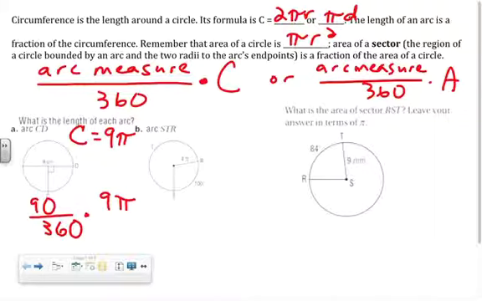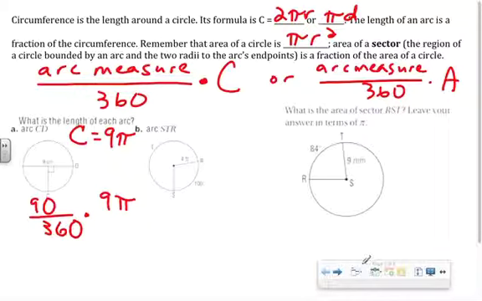By all means, if you want to reduce this fraction before you go multiplying it by 9 pi, I would suggest it. You're going to be dealing with much more manageable numbers. So 90 over 360 reduces to 1/4 that I'm taking of 9 pi.